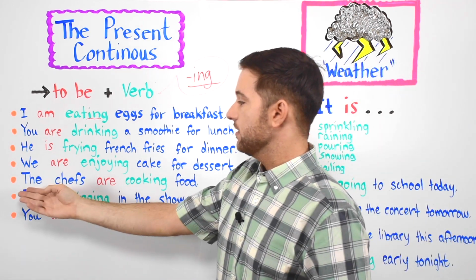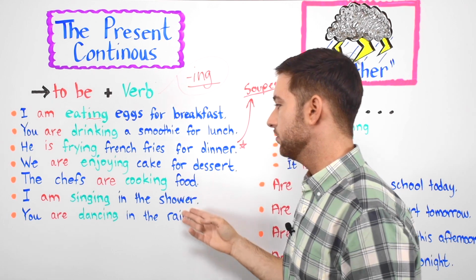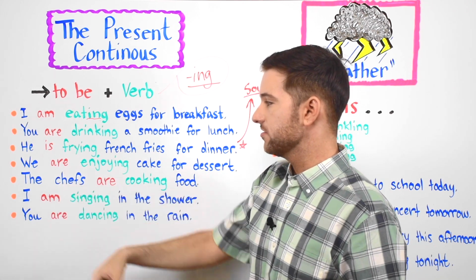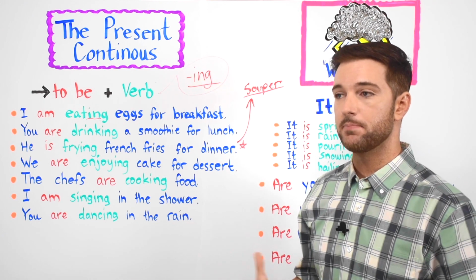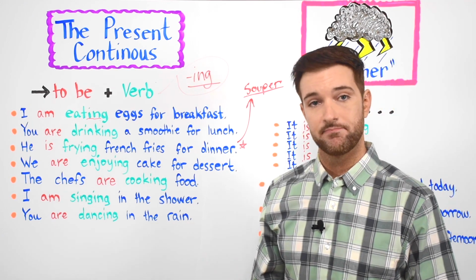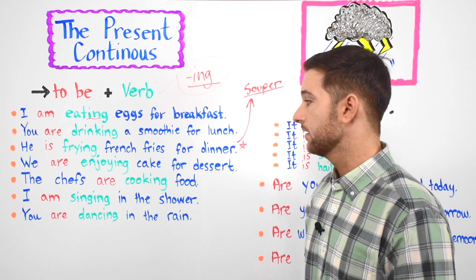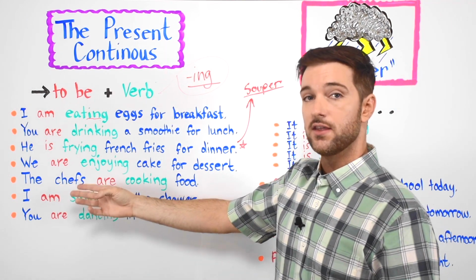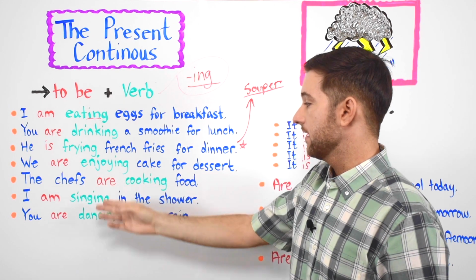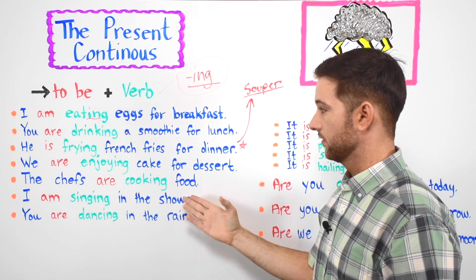And then next we have, the chefs are cooking food. Now a chef is a person whose job is to cook food or prepare the meals for somebody, like at a restaurant, okay? So the people who work at restaurants who cook the food, they are called chefs. Now they are cooking food, okay?